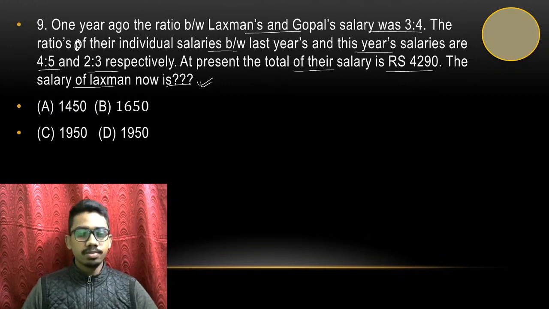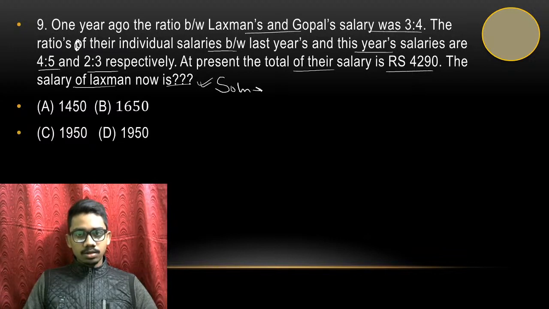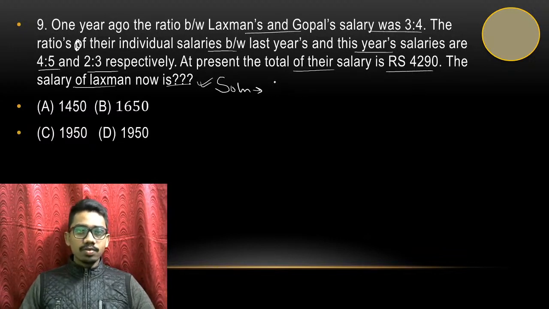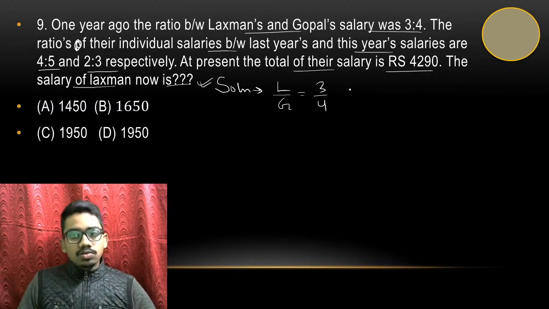Okay, your time is up. So see the solution very carefully, guys. This is an important question. So see what is there in the solution. One year ago, the ratio between the salary of Lakshman and Gopal was 3:4. So for Lakshman and Gopal it is written 3:4. This is the salary given for 1 year ago.